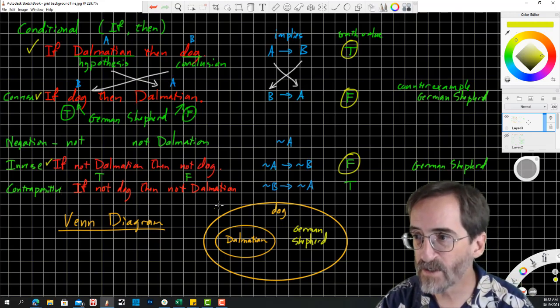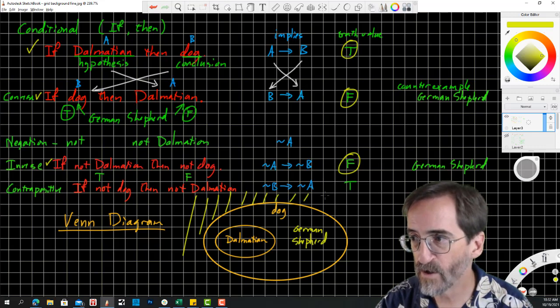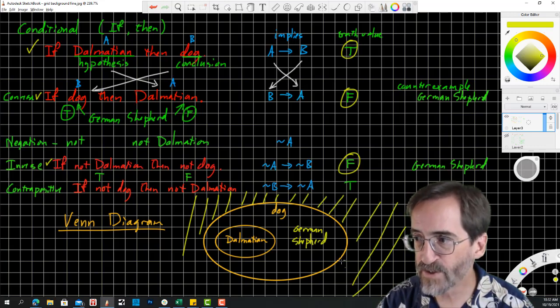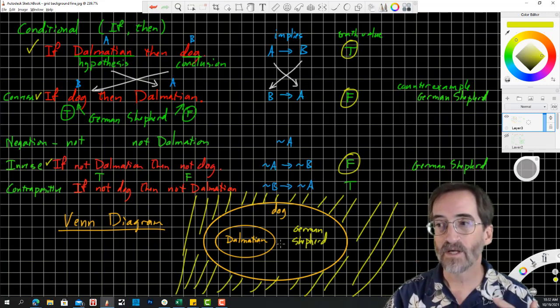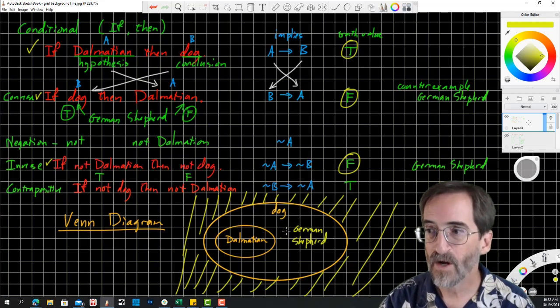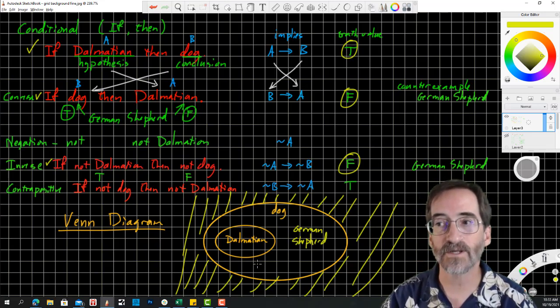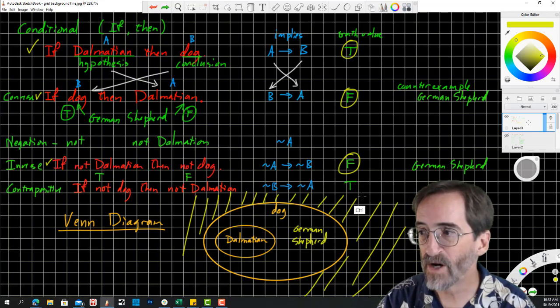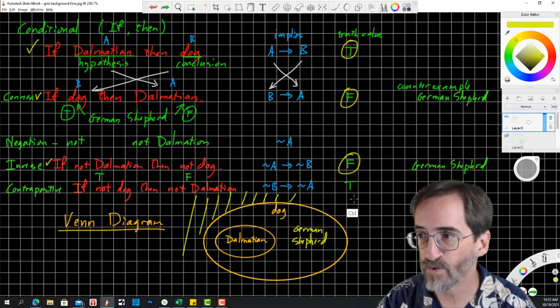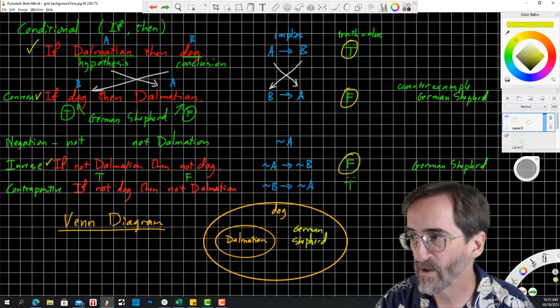Let's use the Venn diagram to help evaluate the contrapositive. If I'm not a dog, so if I'm outside the dog circle, if I'm not in the house, so to speak, then I'm not in the bedroom. If I'm not in the dog circle, I am necessarily not in the Dalmatian circle, and this verifies the contrapositive statement as true. Okay? Hopefully that makes sense.